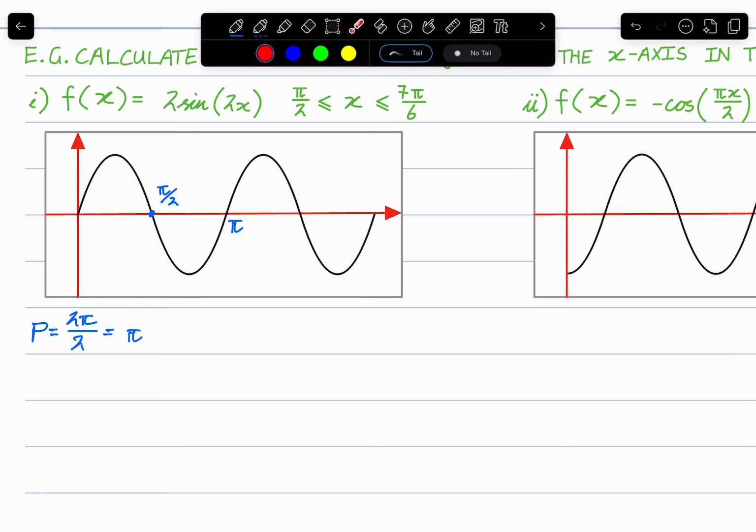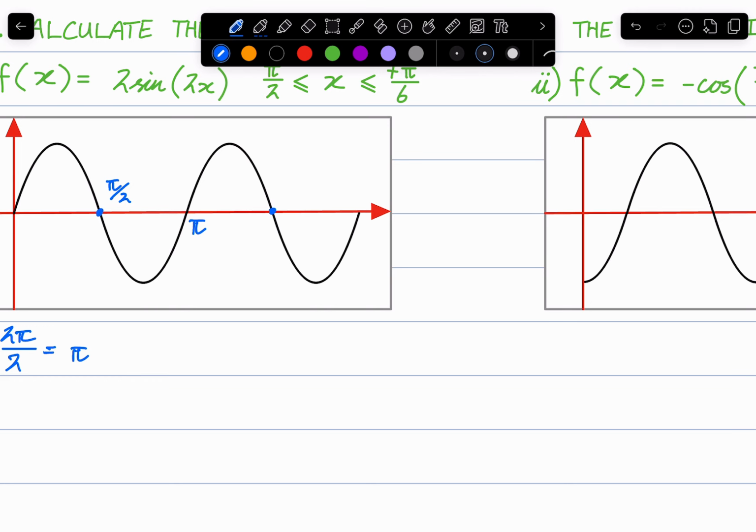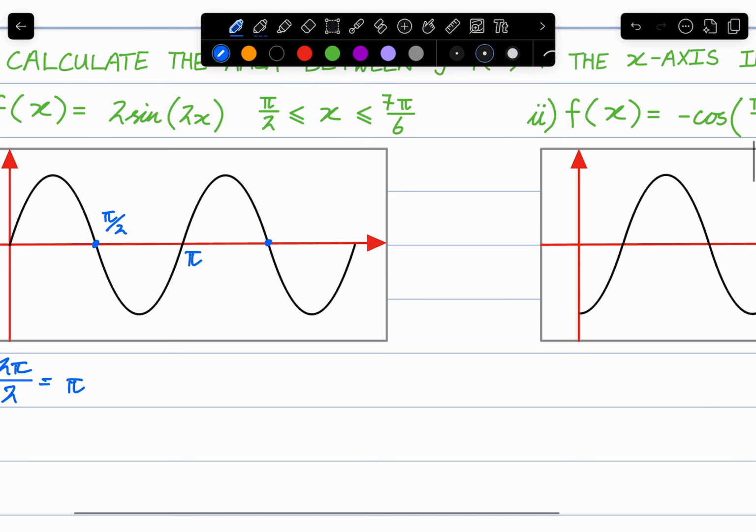And normally we would keep going and find these turning points. But since we're only concerned about the area, we really only need to know this interval plus this interval and so on. So this one here is going to be pi another half, so 3 pi on 2. This is going to be 2 pi.